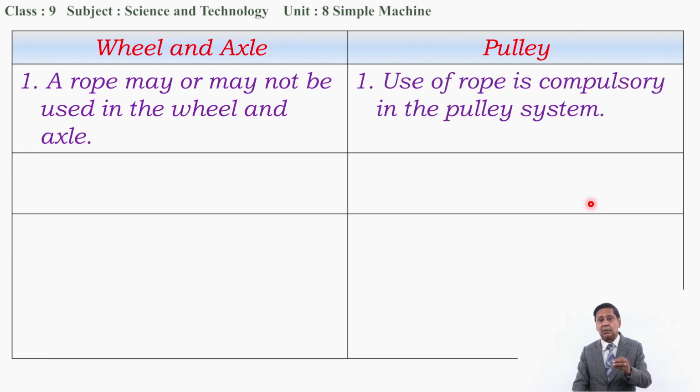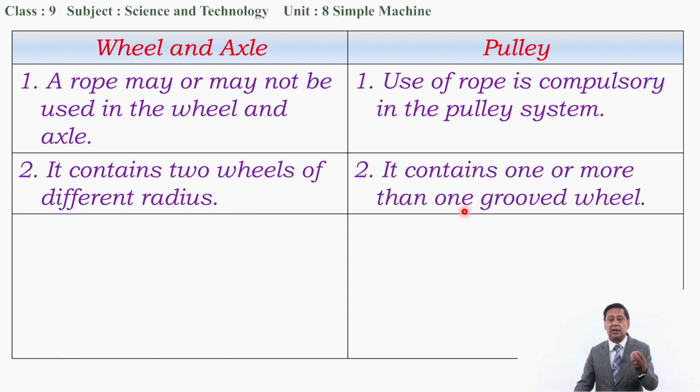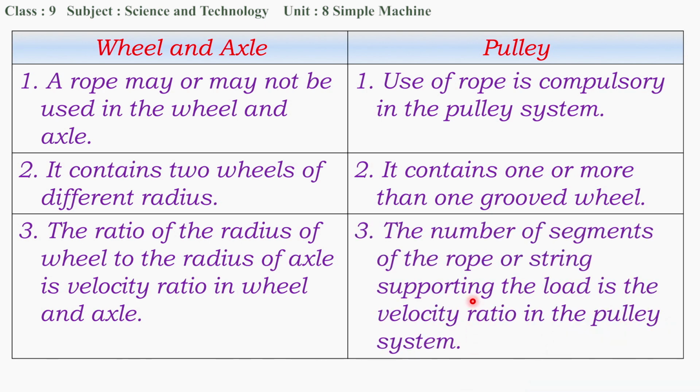But in the pulley system, use of rope is compulsory. Whether it is only a single fixed pulley or single movable pulley or double pulley or block and tackle, everywhere use of rope is compulsory. Second, wheel and axle contains two wheels of different radius, not more than two, not less than two, just two. But in the pulley system, it contains one or more than one grooved wheel. Third, the ratio of the radius of wheel to the radius of axle is the velocity ratio in wheel and axle. I told you just before this. And in the pulley system, the number of segments of the rope or string supporting the load is the velocity ratio. It was taught in the previous class also.